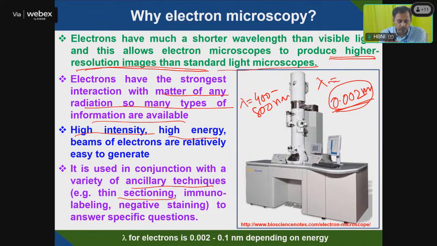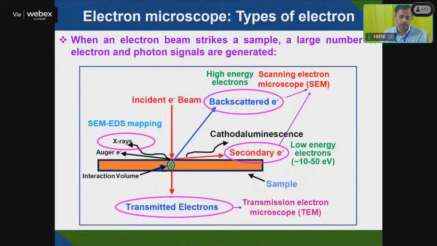So we use the electron microscope because it has a very short wavelength, so we can go for high resolution, and its interaction is strongest compared to optical light. That's why we get much more information. So that's why we need that lambda. Depending upon the energy, it varies from 0.0022 to 0.1 nanometer, such a small wavelength.